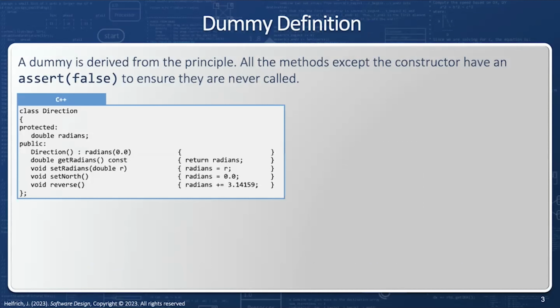they are never called. For an example, here I have the class called direction, and the direction has radians and has a constructor and a getter and 3 setters. So the first thing I do to make a double for direction is I replace all the public methods except the constructor with virtual. And this allows me to make a derived class off direction.